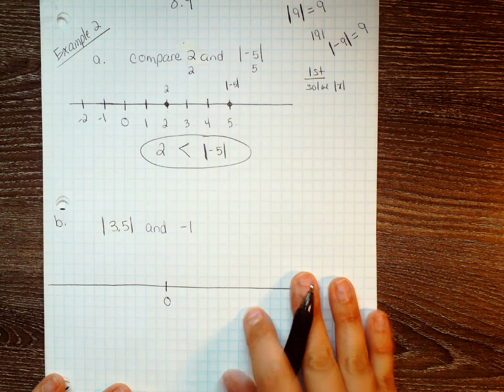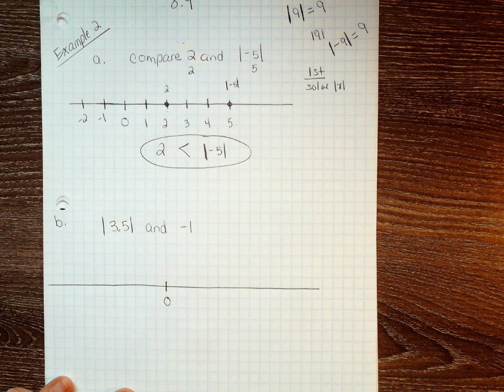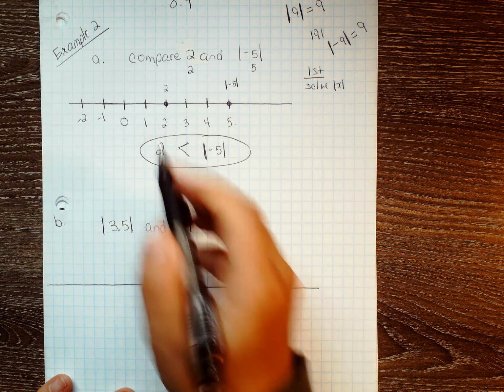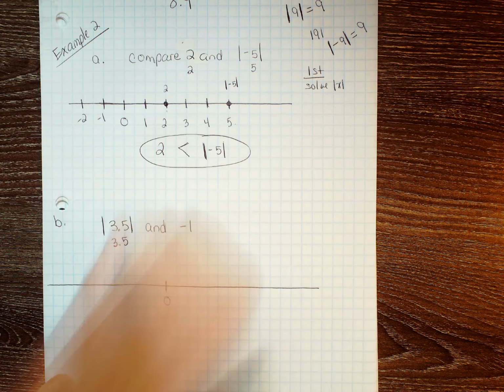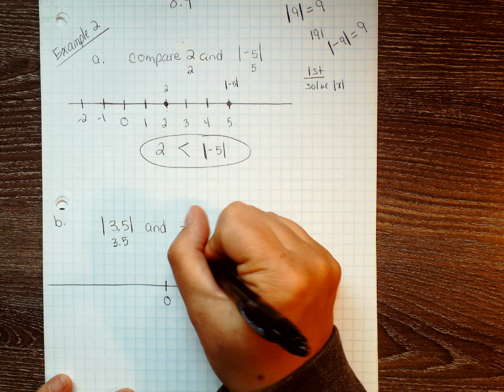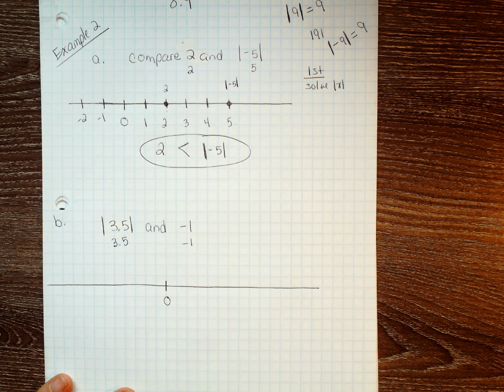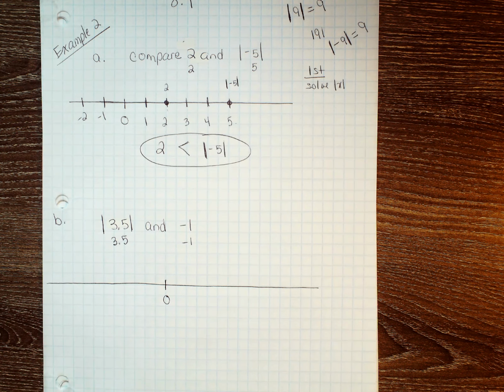So here's our next question. We have the absolute value of 3 and 5/10, and -1. Let's solve it first. The absolute value of 3 and 5/10 is just 3 and 5/10. And then -1 is just -1. There's no absolute value sign, so we have to leave it as its integer.